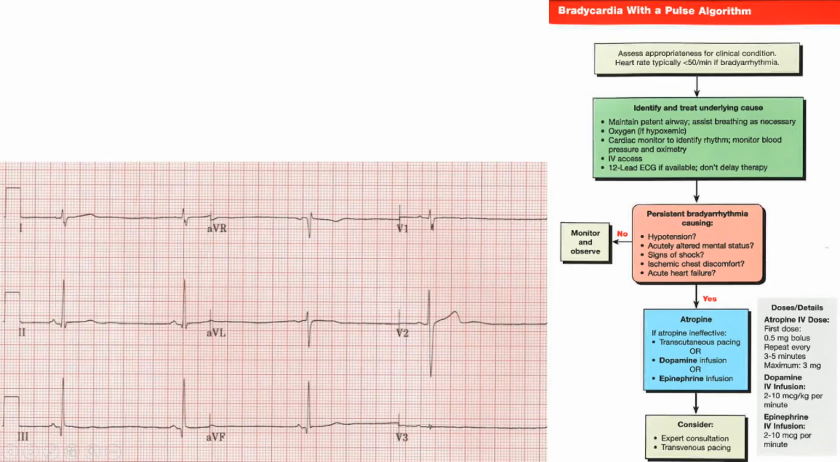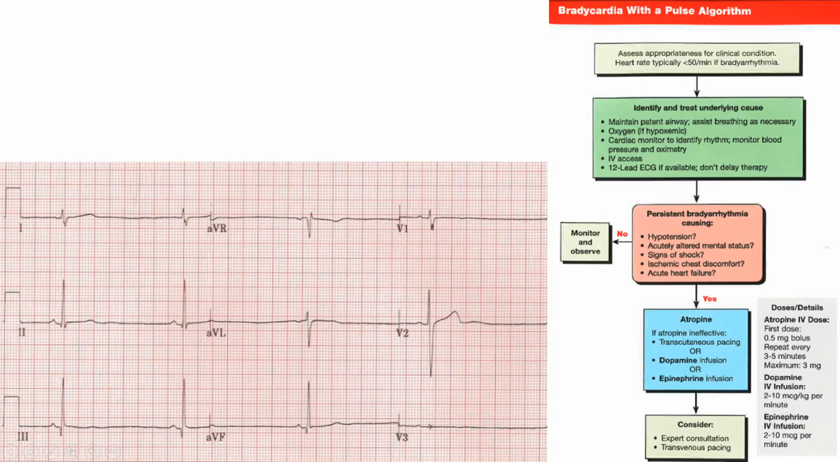Cardiac monitor to identify the rhythm, and monitor blood pressure and oximetry. IV access, it's always good in case you need to give them some sort of medication. And then 12-lead ECG if available, but don't delay therapy.